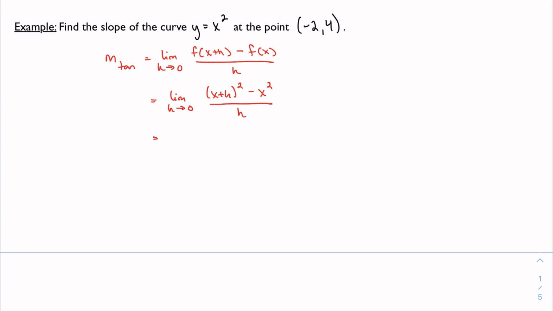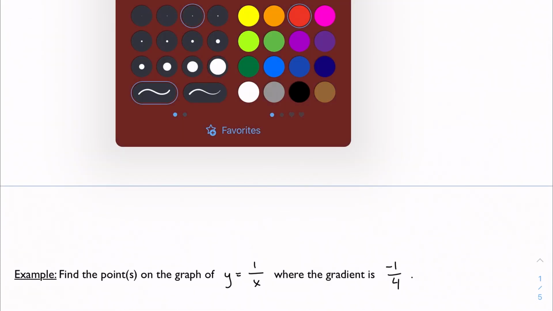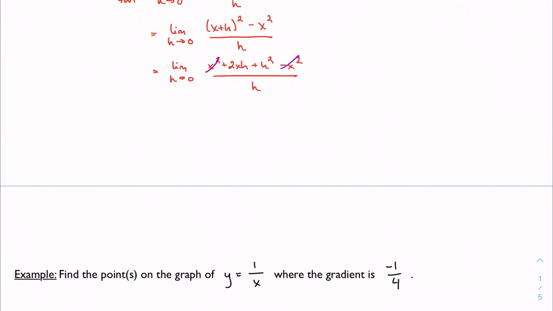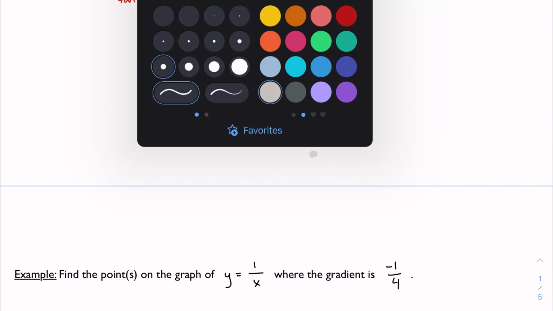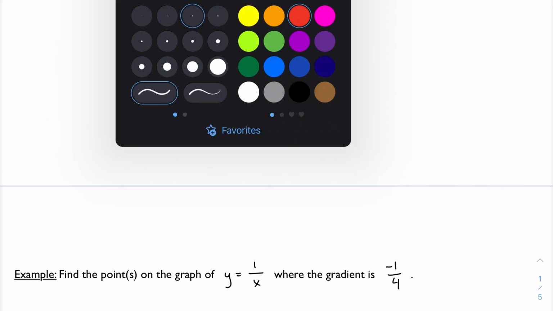Let's expand a little bit. So I have x squared plus 2xh plus h squared minus x squared all over h. And I notice that the x squareds cancel out, which is helpful. I need to eliminate the h, because otherwise I'm dividing by 0. So I need to find a way to make that go away.